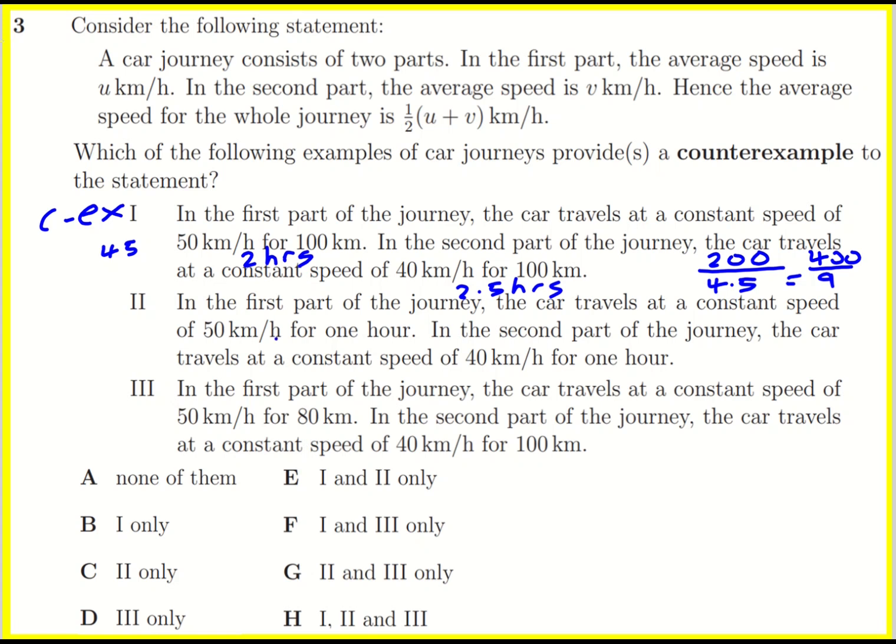So this time we can see that they'd be traveling 50 kilometers in that hour and then 40 kilometers. So overall, they're going 90 kilometers in 2 hours. So the average speed would be 45. So not a counterexample.